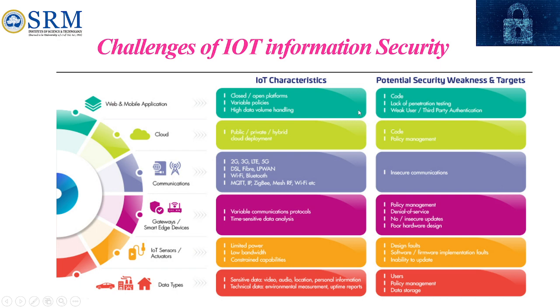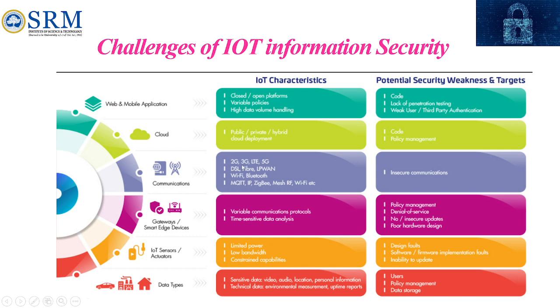That means in the mobile, we may have some penetration testing over it, there may be a lack of it, and some weak users or third-party authentication might be there. So these are all the things you can see while securing information over the Internet of Things.